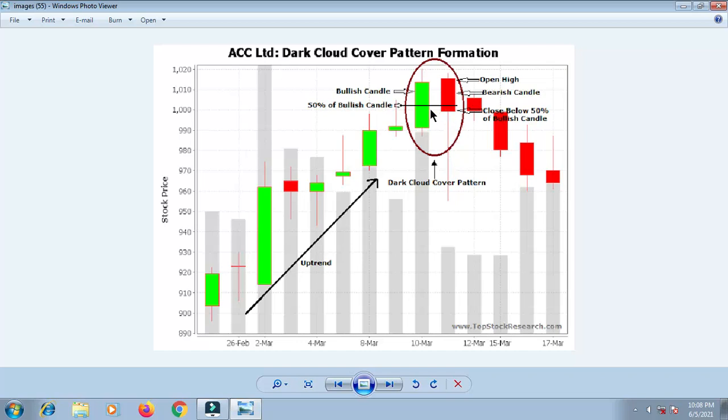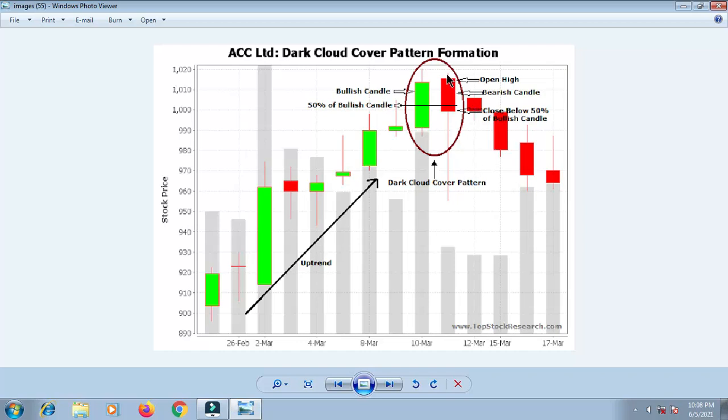Whenever it forms like that, you have to take the body. The body is the most significant; the wicks are not so important. If your body is forming one pattern and the wick is showing another, you take the pattern which the body is forming. So the body is forming a dark cloud cover pattern, so we take our trade at the bottom of this body, take 2 times the target, and keep the stop loss at the top of this candle.